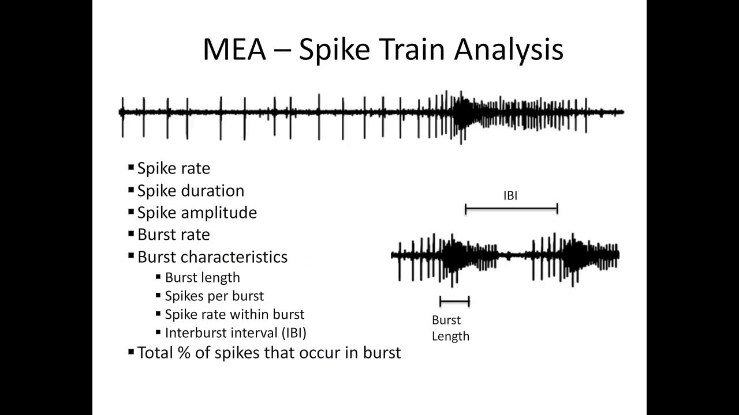Daniel also did a nice job showing the types of metrics that can be pulled out from the MEA recordings, and I want to reiterate how valuable all these different metrics can be. Since a priori you don't know exactly which metric is going to be the most relevant when comparing different conditions or cell types, it's nice to be able to pull out all these metrics and look at them post hoc. This shows, from a single spike train, all the different measurements you can pull out from individual spikes, as well as the burst characteristics.